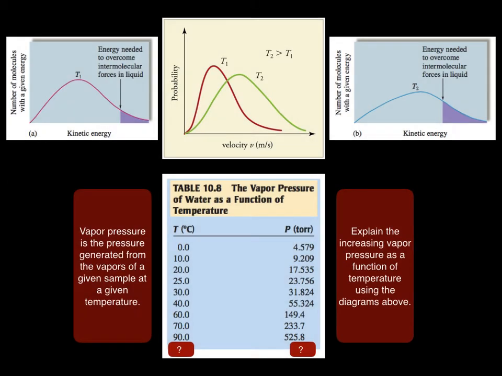Therefore, at any given temperature, since temperature measures the average kinetic energy of those particles, there will be a certain portion of particles that have sufficient energy to transition to the gaseous state. These vapors will generate a certain pressure that we can now call vapor pressure.